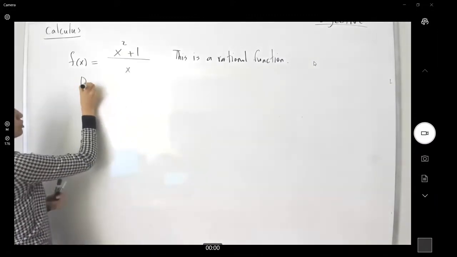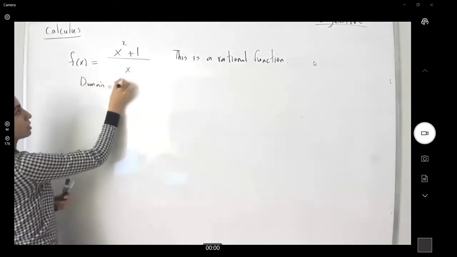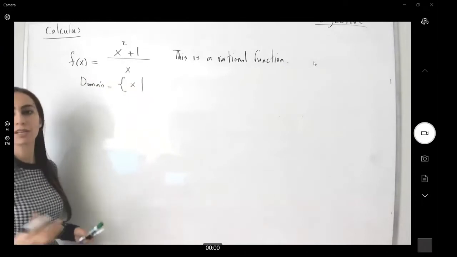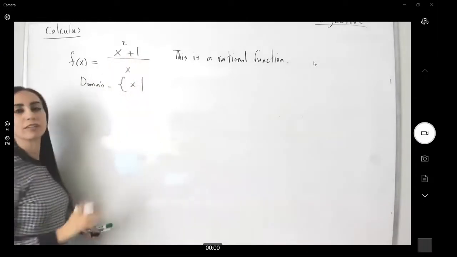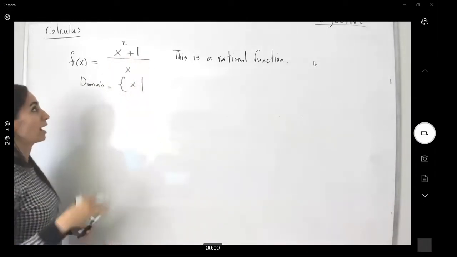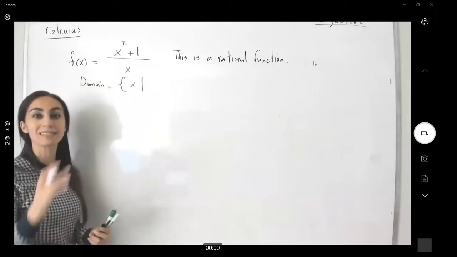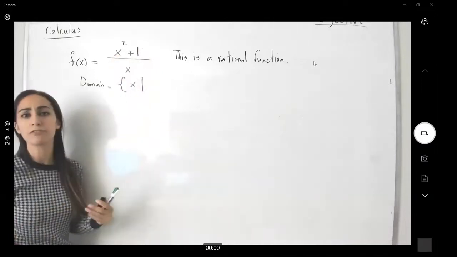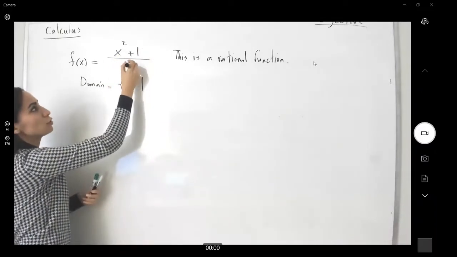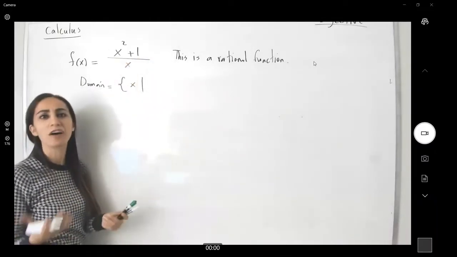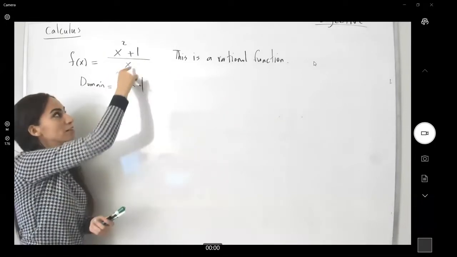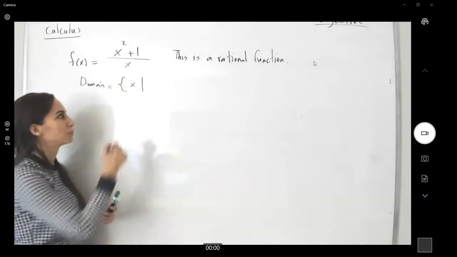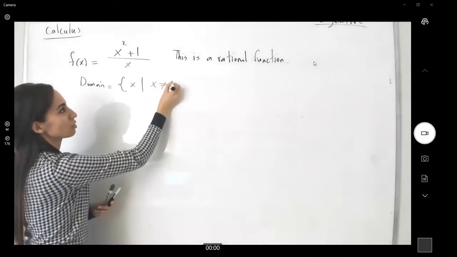The domain of the function is the set of all x values such that both the numerator and the denominator satisfy the conditions that we are looking for. For the numerator, we're not worried about anything. Why is that? Our numerator is just a nice expression, but our denominator can be 0. So we have to exclude 0.